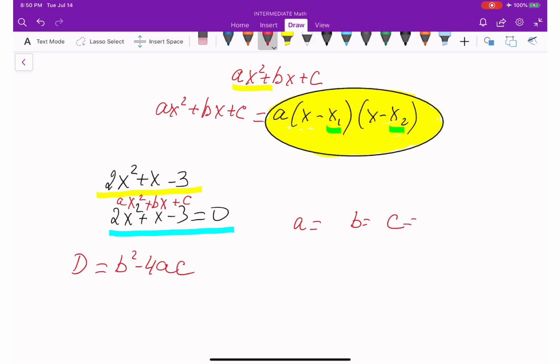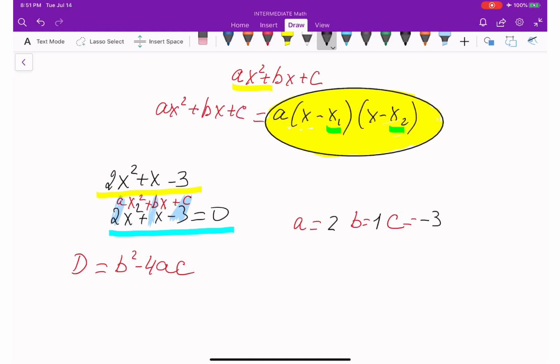So let's see, how much is my a? This is my a, the coefficient of x squared, right? It's 2. How much is my b? Here is b, in front of x there is nothing, which means we take it as 1, yes? And c is going to be negative 3, the free term, yes?